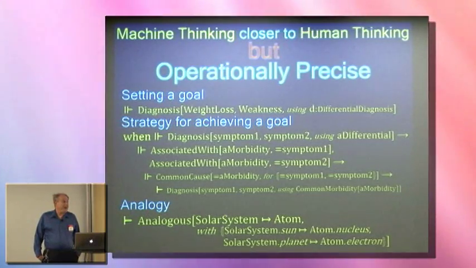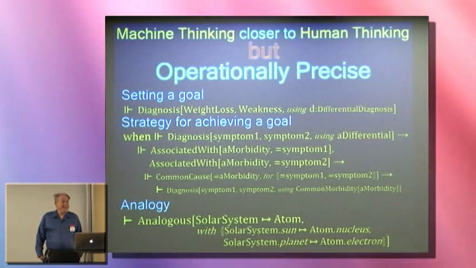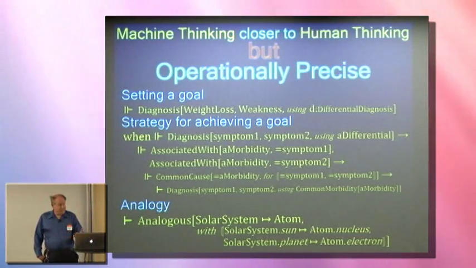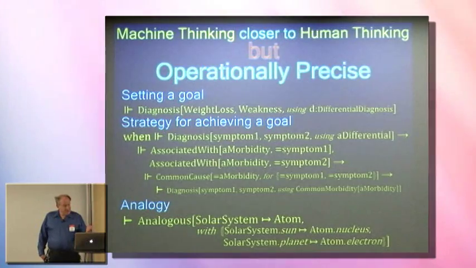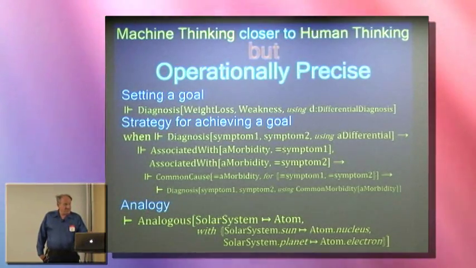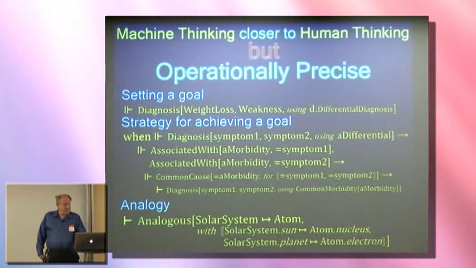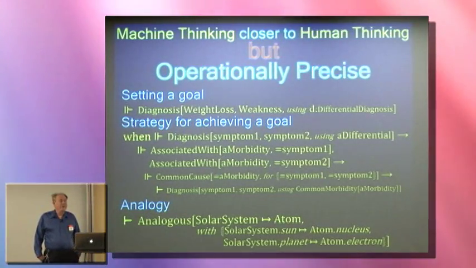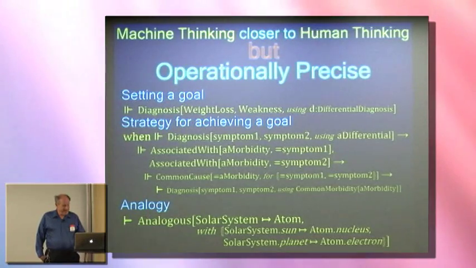So this is pretty high-level stuff, right? You patent this stuff, good. Or an analogy. Tell the machine about analogy. Let's say a solar system is analogous to an atom, with the solar system sun analogous to the nucleus of the atom, and the solar system planet analogous to an electron of an atom. Okay? Well, gee, that's pretty high-level stuff.